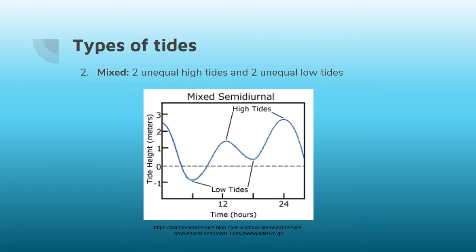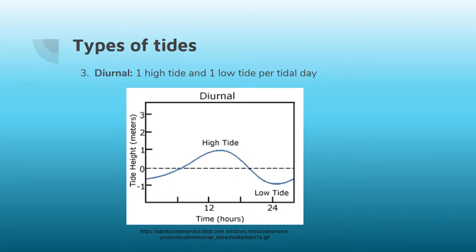This is also 2 high tides and 2 low tides a day. The difference here is the high tides and low tides are unequal, as you can see also by the graph below. And then third, there's diurnal, which is actually only 1 high tide and 1 low tide per tidal day.